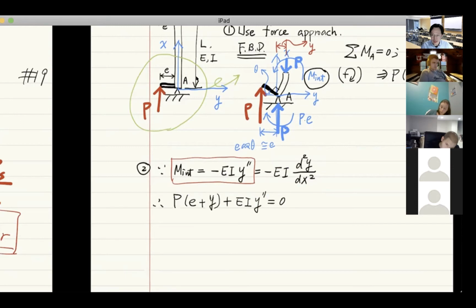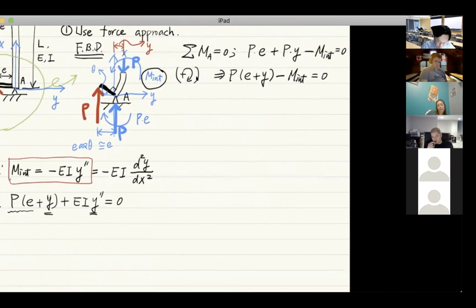Now, the way to arrive at our governing equation is to keep everything related to Y on one side and everything else on the other side of the equation. So we're going to keep everything related to Y on the left-hand side and everything not Y dependent, move it to the right-hand side of the equation, which means this. And then we're going to divide everything by EI, right? That means this equation will become this. Then you're going to have Y double prime plus P over EI times Y, and this equals negative P over EI times E, right?